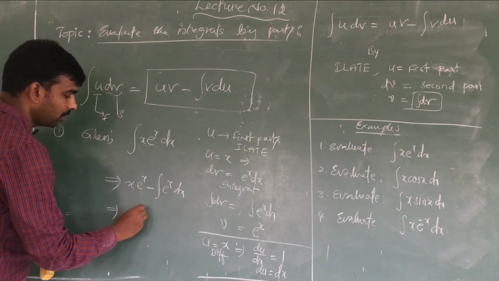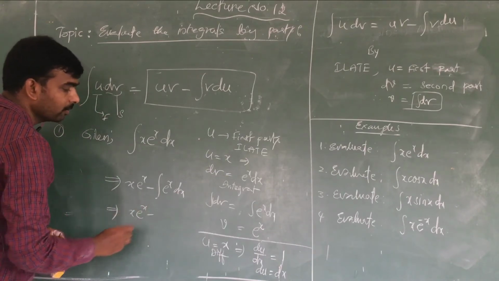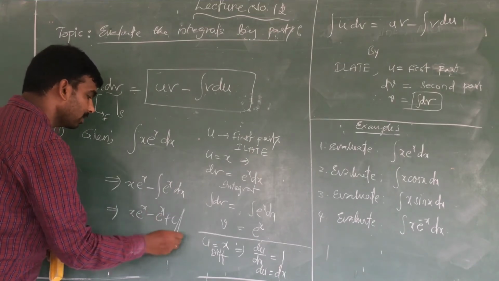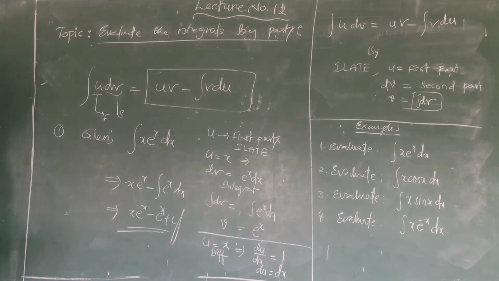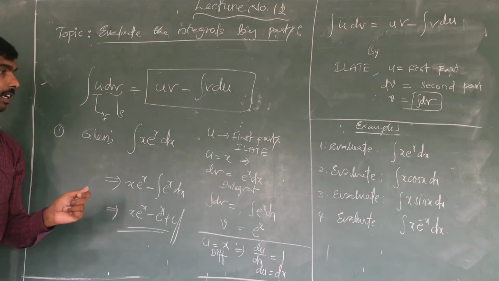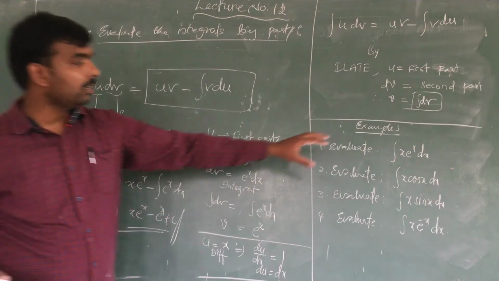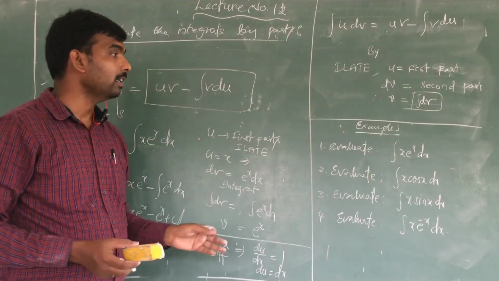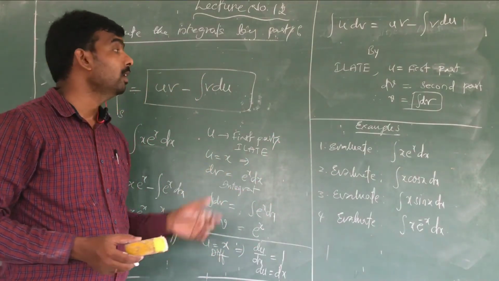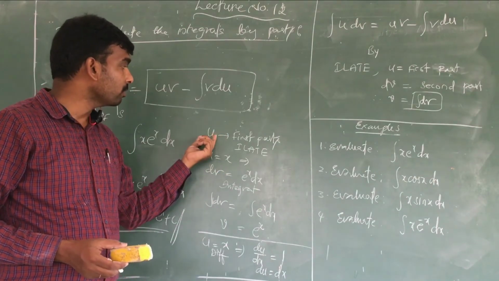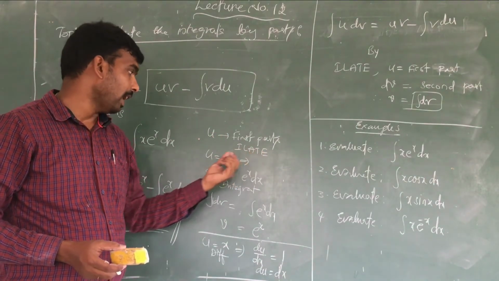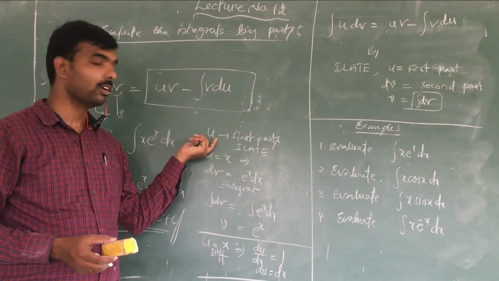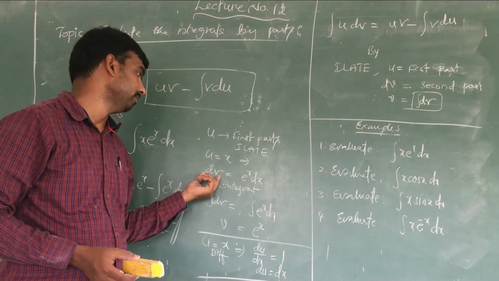Now x into e to the power of x minus e to the power of x into dx is again e to the power of x plus c. This is the integral of the given integral. So once again I want to explain. Here all the integrands consist of two parts, the first part and the second part. How to opt the first part by ILATE, and how to opt the second part, the remaining part of the first. That is called dv.